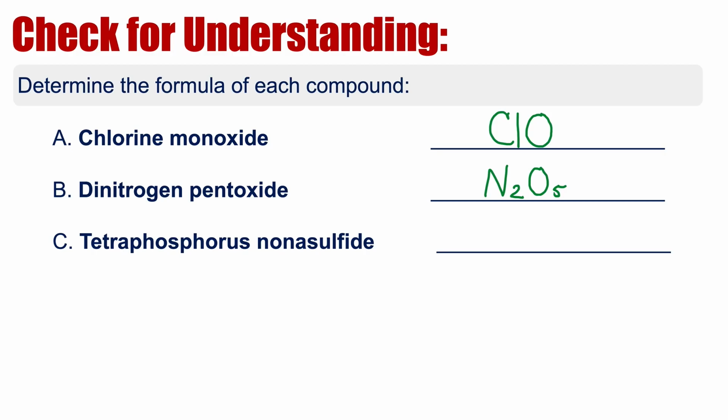Dinitrogen pentoxide is N2O5, and that last one is going to be P4S9 as the correct formula. So just make sure the prefix tells you the subscript, make sure you're using the correct symbol for each element, and make sure you don't reduce anything down when you're dealing with the formula of a molecular compound.